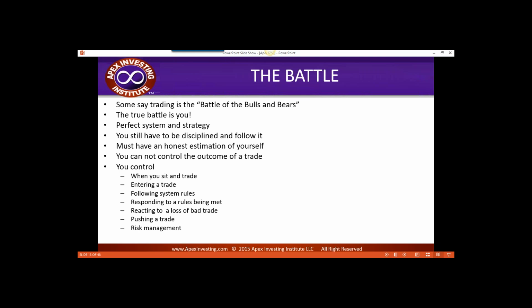The battle. I can sit here all day long and talk to you about strategies, systems. We can go through the exact entry rules of iZone Sharpshooter and when to enter. That's not what we're doing here today. We have all that. All of that is in the forum. All that's in the training. All that's there for you.